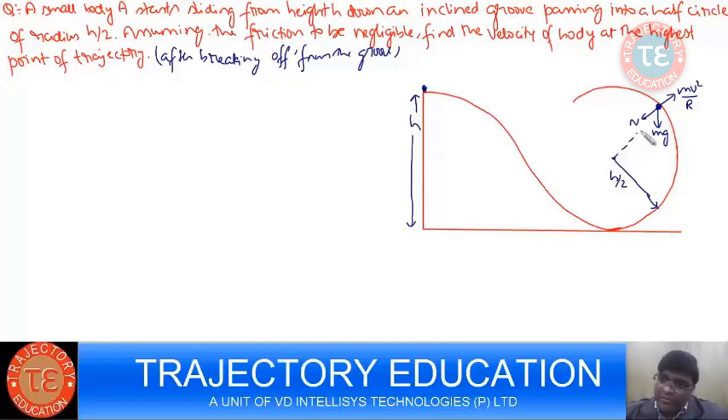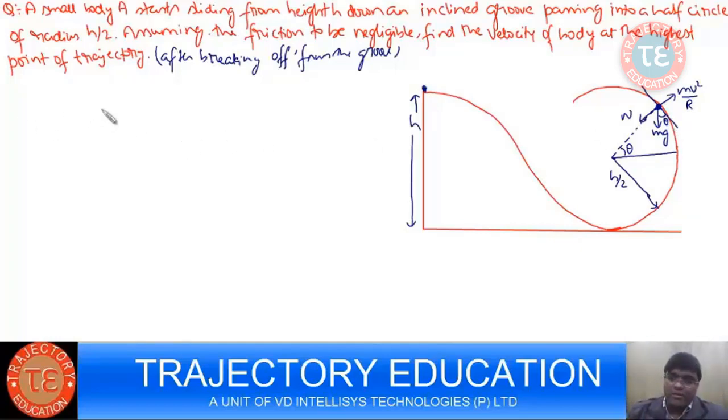Suppose, or better I should draw it like this, it will be a long radius. So N will be in this direction. Suppose we have theta over here. So in this case, this is going to be theta.